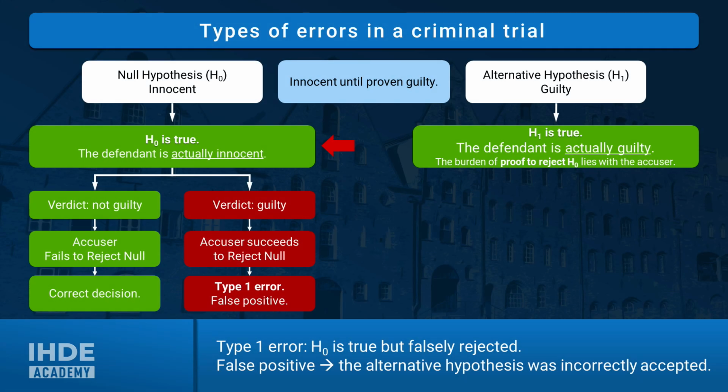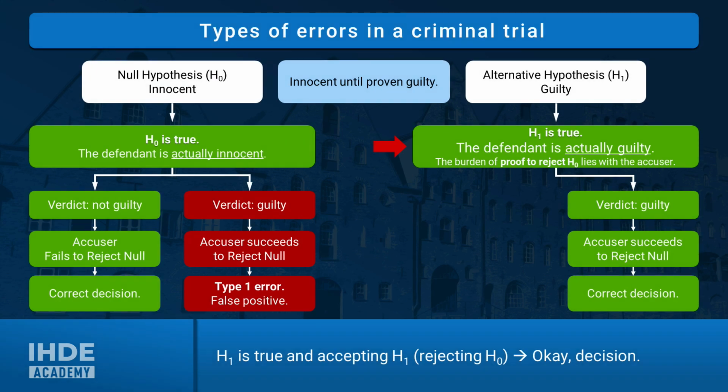But miscarriages of justice can happen. So, if the accused is innocent but wrongfully convicted, we call this a type 1 error. This is because a true null hypothesis was incorrectly rejected.